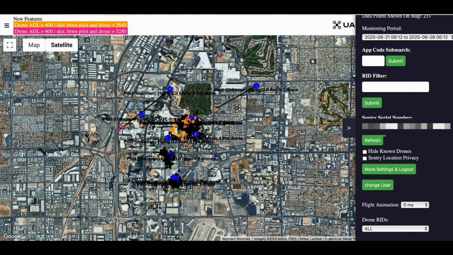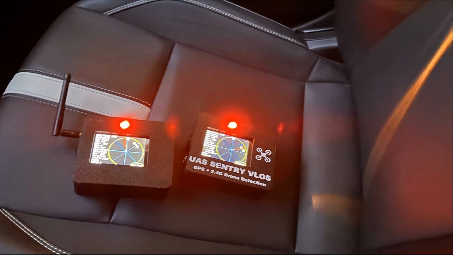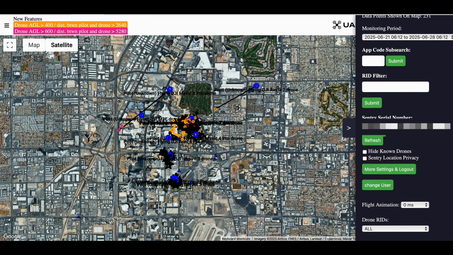We took a couple of our handheld units, one BVLOS unit and the other one was visual line of sight. The difference is the BVLOS has an antenna and it detects drones out a little further. So we just put both units on the front seat of the car and drove around periodically, and also had it in our hotel room.